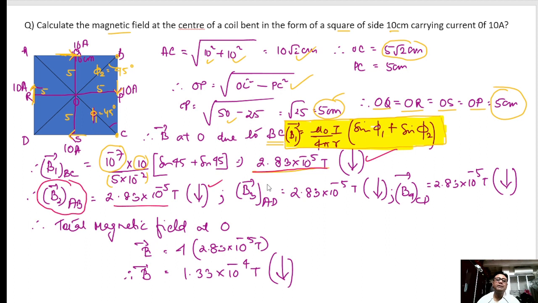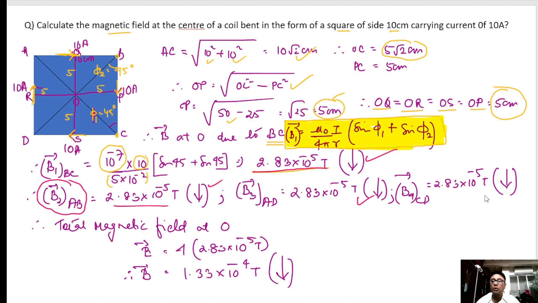Similarly, due to AD, in AD the current is going like this, so vertically down at the center. In AD the current is going up, so vertically down. And in CD the current is going like this, so vertically down again.